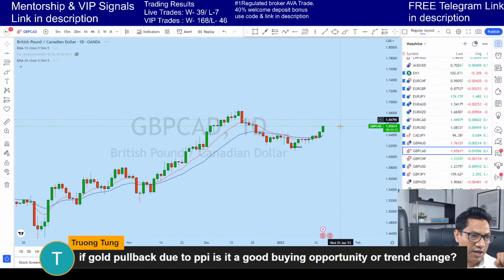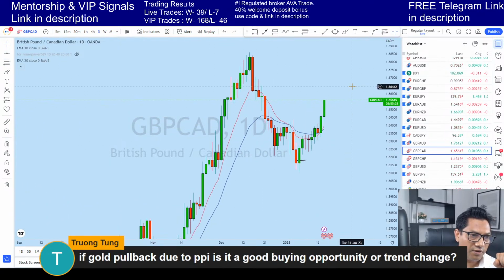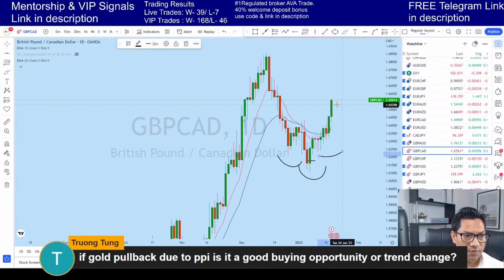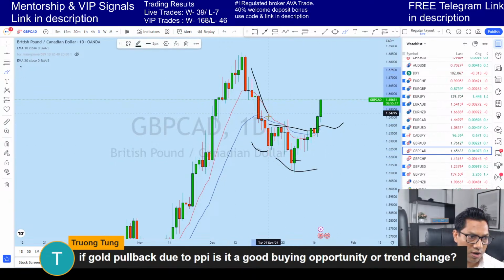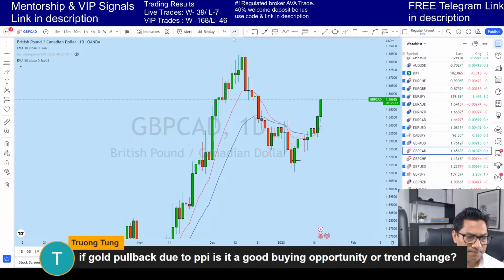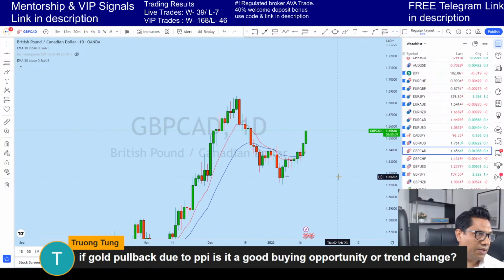If we look at daily, a nice looking inverted head and shoulders has been formed on the daily time frame, and this is the sign that the price changed this local downtrend to an uptrend, merging with the global uptrend, and there is a very high probability that GBP CAD will continue to go up.